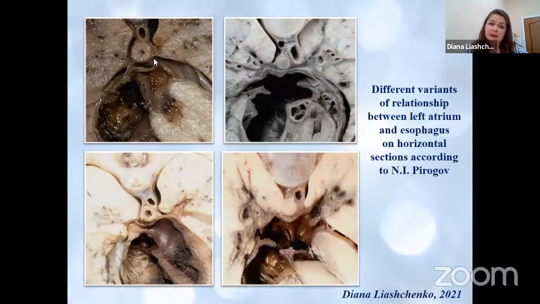And the last interesting fact about the syntopy of the fetal heart: different variants can be in the relationship between the esophagus and the posterior wall of the left atrium. Sometimes in some samples, these organs, the left atrium and esophagus, will be distant, like in the superior pictures. But we revealed such samples, 40% of cases, where the esophagus is pressed to the posterior wall of the left atrium, and practically protrudes into the left atrium cavity.